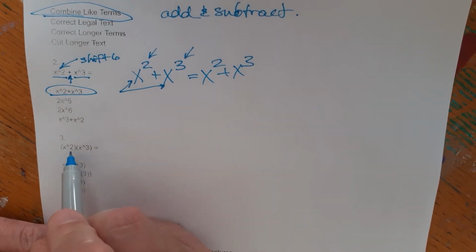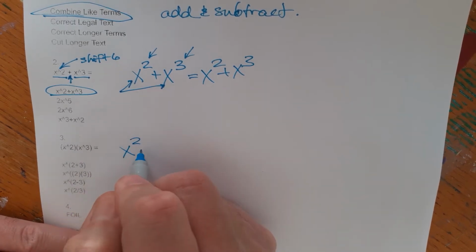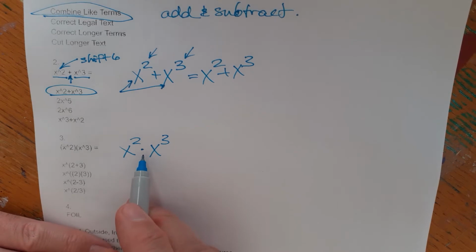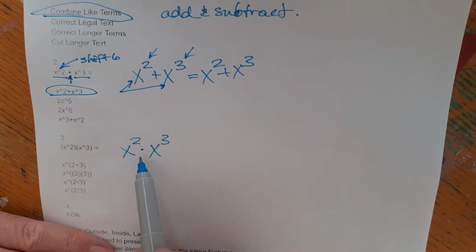Now, they contrast this by giving us a problem right below it. The problem right below it is a multiplication problem. This one is x squared times x cubed. This is not a combined like term situation, and this is what confuses students so much in algebra. They're like, well, wait a minute, what's the big difference? Addition and subtraction versus multiplication. Well, I know it's hard to understand sometimes, but math is all about details. The difference between these two is completely different.